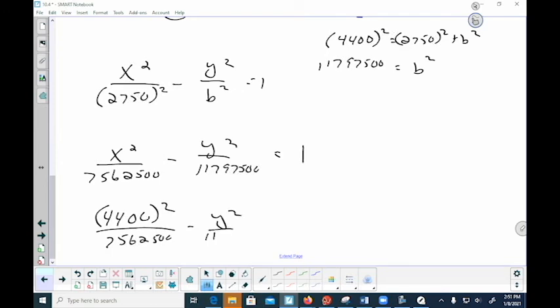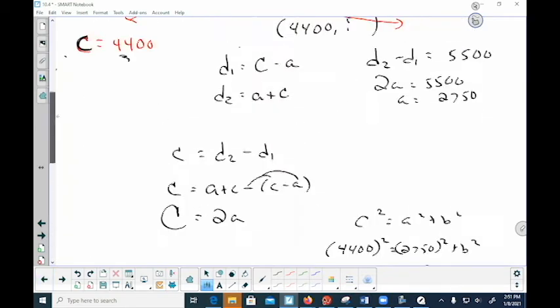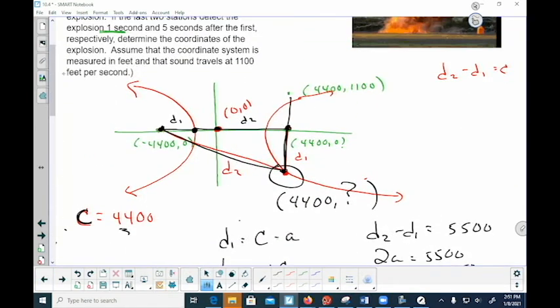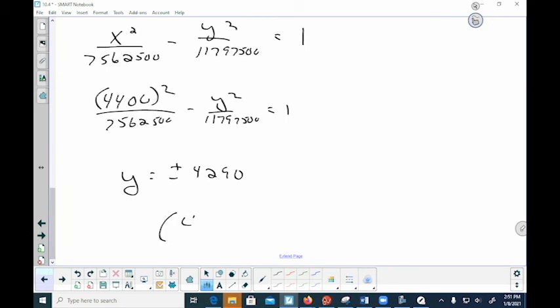And then I really don't think I need to tell you how to solve this. You can solve it. And when I solve this, I end up getting, when I take the square root, y has a choice of being plus or minus 4,290. Well, if I go back up to my graph, since it's in the fourth quadrant, my y has to be negative. So the ordered pair for this is going to be 4,400 and then negative 4,290. And that's the coordinate of the explosion. I know I went over that half fast, but I hope that helps.